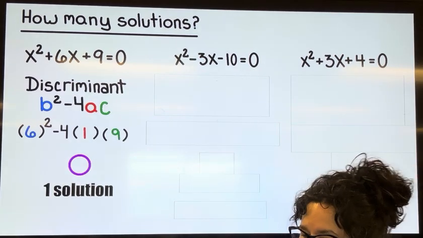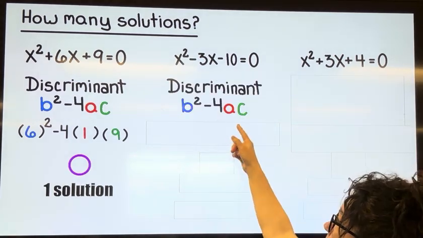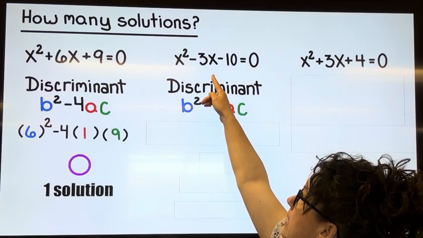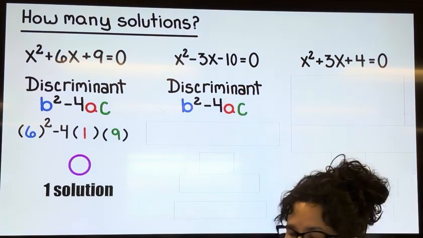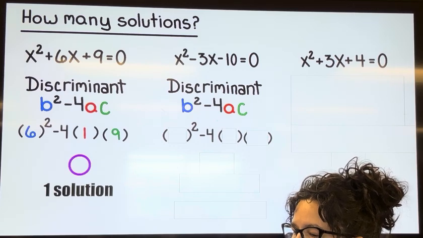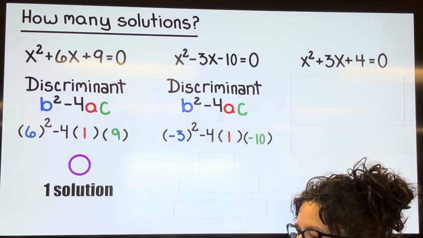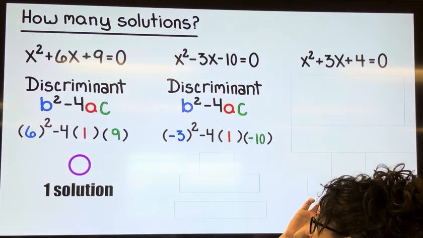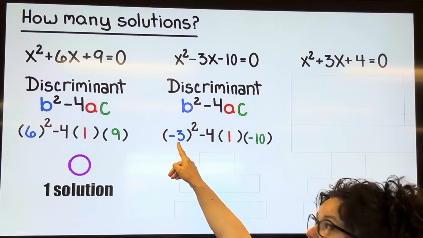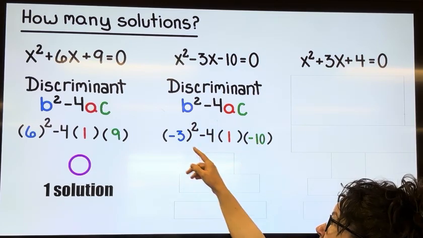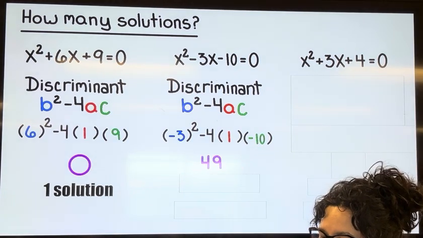Okay, this one here, finding the answer again to the discriminant, 1x squared, so a is 1, b is negative 3, c is negative 10. So I'm going to substitute in for b, negative 3, and for a is 1, and c is negative 10. Negative 3 squared is 9. Negative 4 times 1 times negative 10 is 40, so 9 and 40 make 49.